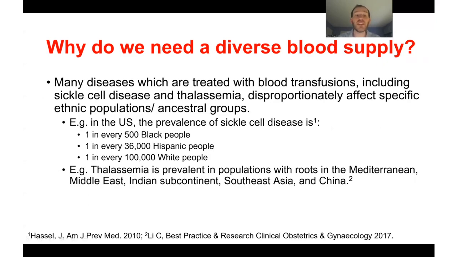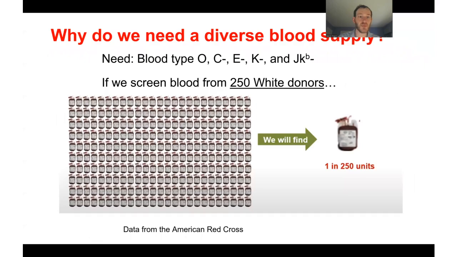Similarly, many diseases that are treated with blood transfusions, including sickle cell disease and thalassemia, disproportionately affect specific ethnic populations or ancestral groups. For example, in the United States, the prevalence of sickle cell disease is 1 of every 500 Black people, 1 of every 36,000 Hispanic people, and only 1 in every 100,000 white people. And with respect to thalassemia, that's a disease that's prevalent in populations with Mediterranean, Middle Eastern, Indian, Southeast Asian, and Chinese heritage.